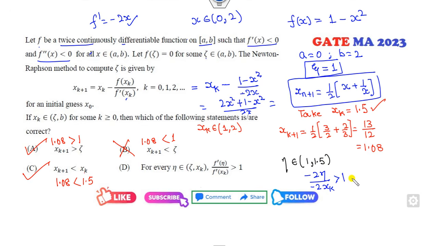Fine. Is it greater than 1? So we can see I can choose any number, say 1.3. This is my eta. So the minus 2 will be cancelled out, so it will be 1.3. Xk is 1.5. Does it satisfy? No. That option is cancelled. So A and C are the correct options of this example.